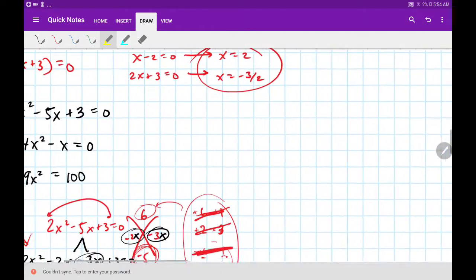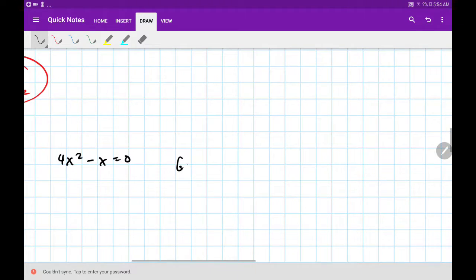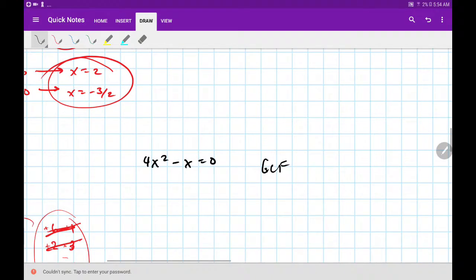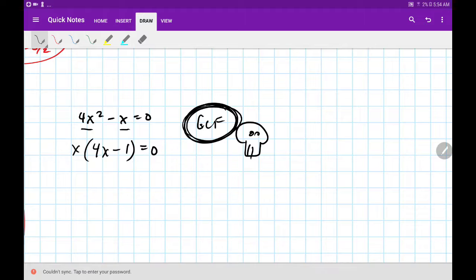For the second one, I have 4x squared minus x equals 0. So always, always, always you check GCF first. Actually, if you don't check GCF first this time, you would have been very, very confused because the only way that you can do this is through GCF. So I can pull out an x. I can't pull out a number, but I can pull out an x. Then I'm left with 4x minus 1. And now I'm already in factored form. There's nothing left to do.